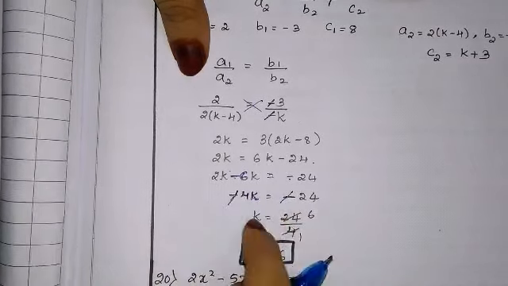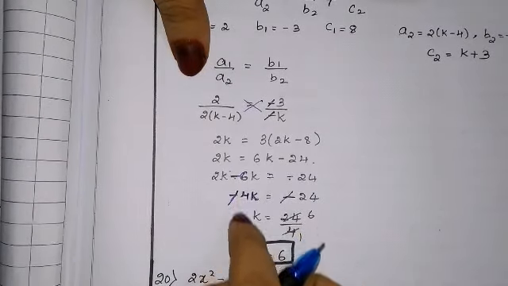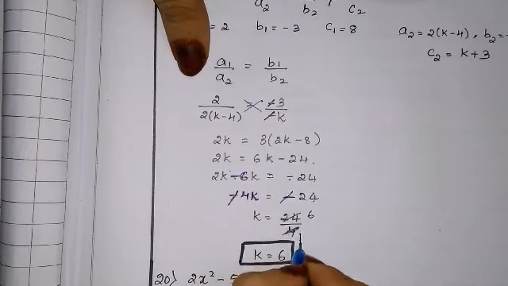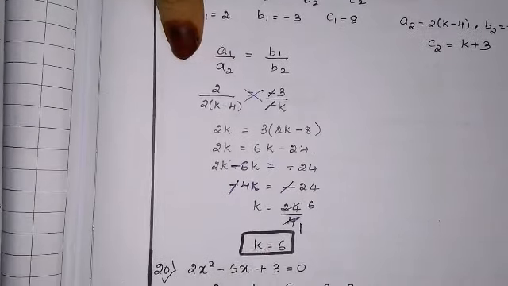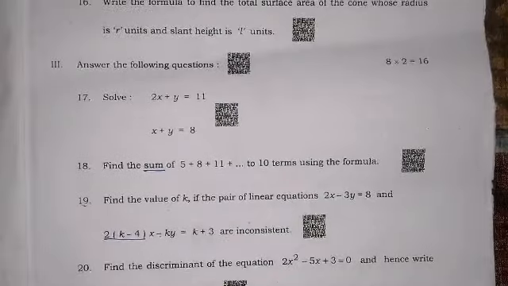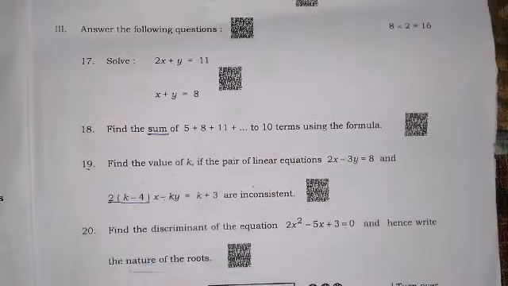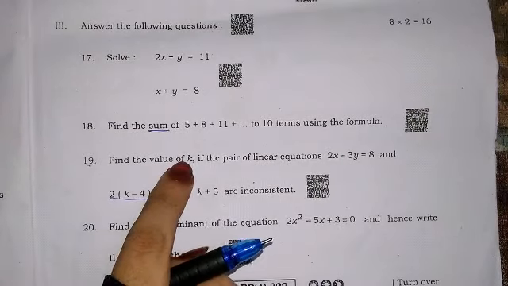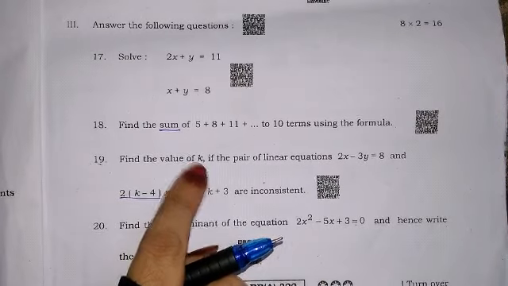Minus minus get cancelled. k is equals to 24 by 4. 4 ones are 4, 4 6s are 24. k is equals to 6. They have told us to find the value of k only. So we got the value of k. Find the value of k they have told. So we got the value of k as 6.